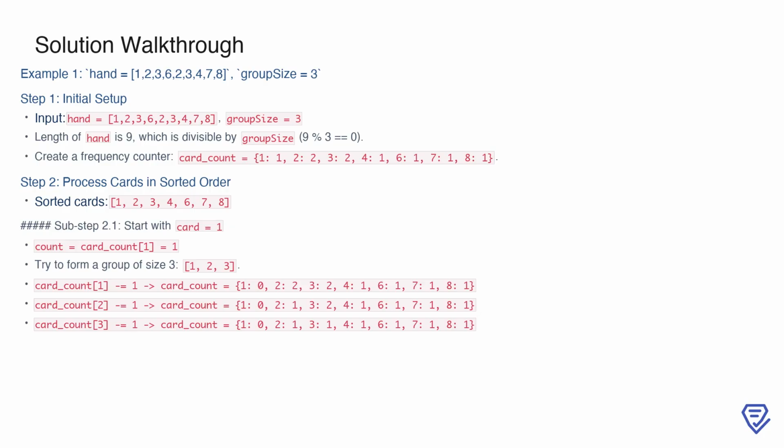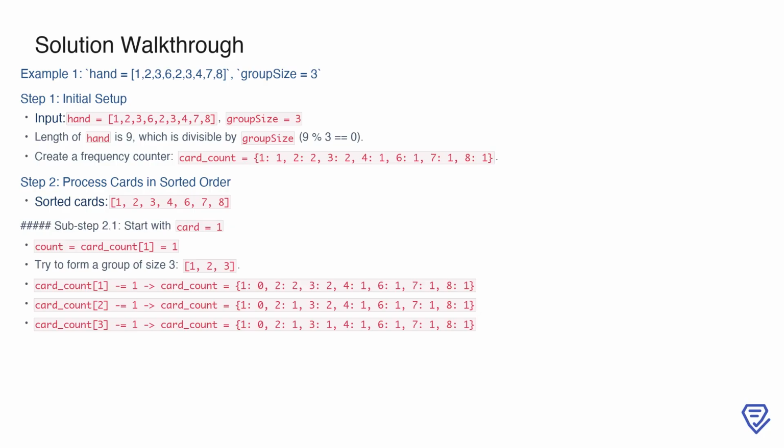3 6 2 3 4 7 8 and the group size is 3. First, we notice that the length of the hand is 9, which is divisible by the group size, so forming groups is theoretically possible. Next, we create a frequency counter to track how many times each card appears. The counter gives us 1:1, 2:2, 3:2, 4:1, 6:1, 7:1, 8:1. Then, we sort the cards, resulting in 1 2 3 4 6 7 8.